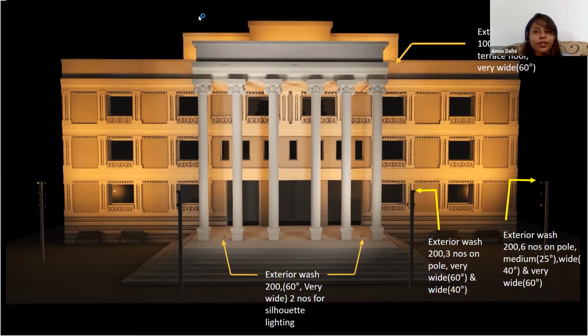And for the portion in the terrace, we've used the exterior wash 100s, 9 numbers, which are placed on the floor of the terrace to create a very soft lighting effect. So as you can see in this technique here, the entire structure of the building is visible and the shadow is also minimal, and we're using lesser number of fixtures. Though we are not individually highlighting the elements, it's creating a good amount of illumination on the surface.